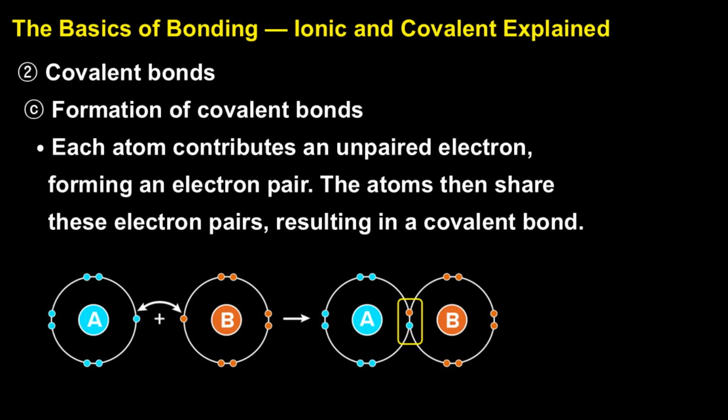Then, how exactly does a covalent bond form? Well, each atom brings in one unpaired electron, and together they form a shared electron pair. By sharing that pair, the atoms stay connected, and that's what we call a covalent bond. This shared pair of electrons helps each atom reach a stable configuration, usually following the octet rule, just like the noble gases.